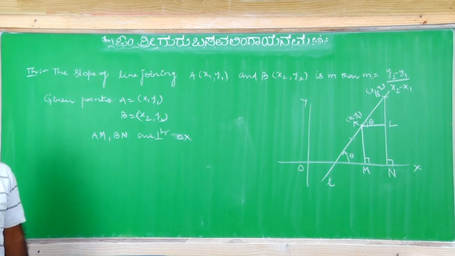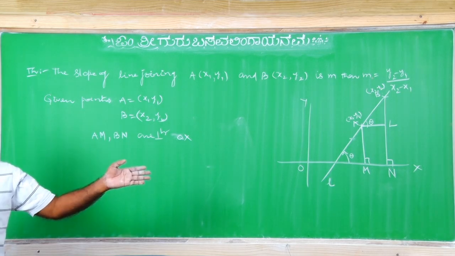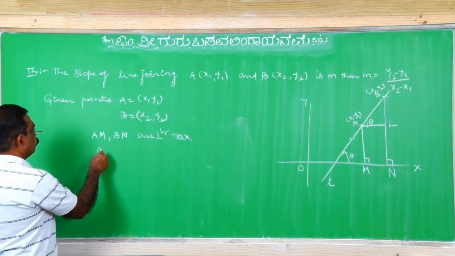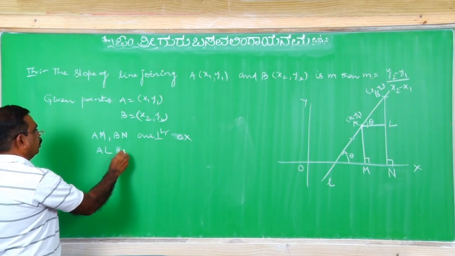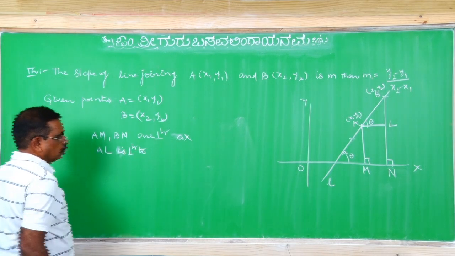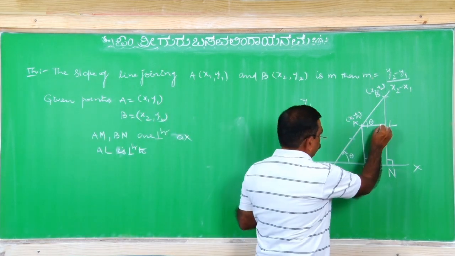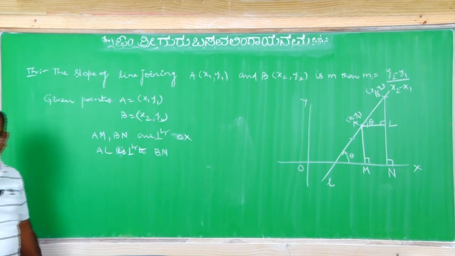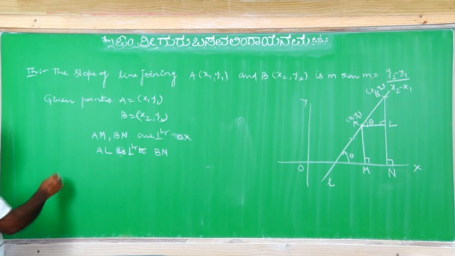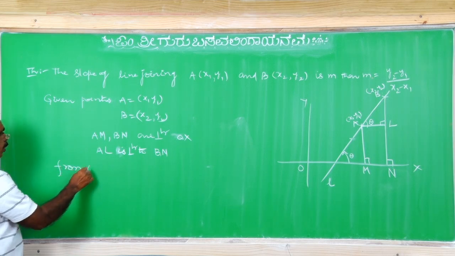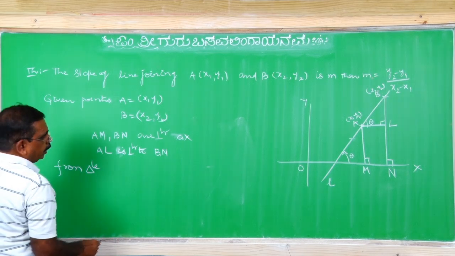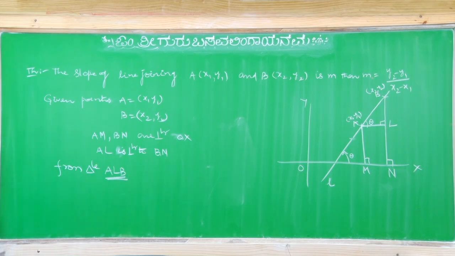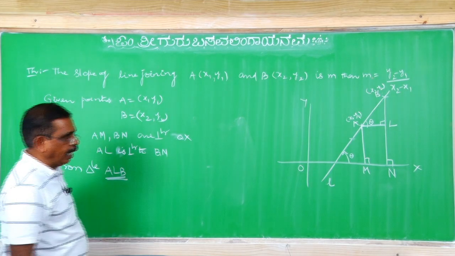The story, a big story also I will write. It is not necessary. The proof is important. Okay. Next. AL is perpendicular to, tell me, AL is perpendicular to BN. Very good. AL is perpendicular to BN. That's all. Now, from triangle ALB, this is required.